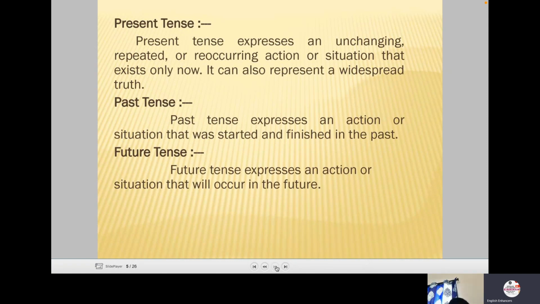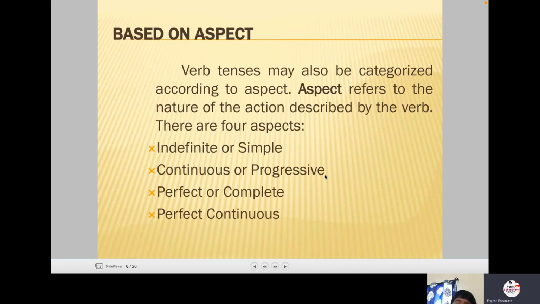Moving on to the next, it says, based on the aspect, verb tenses may be characterized according to the aspect. Aspect refers to the nature of the action described by the verb. There are 4 aspects, and as I was just talking about, इनके 4 भाग होते हैं. They have 4 further examples. And that's how it is.